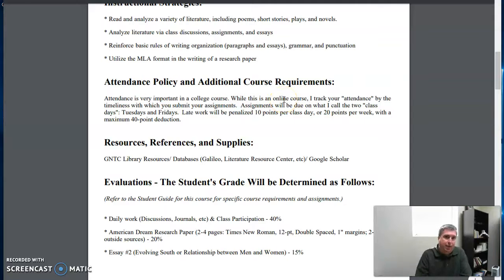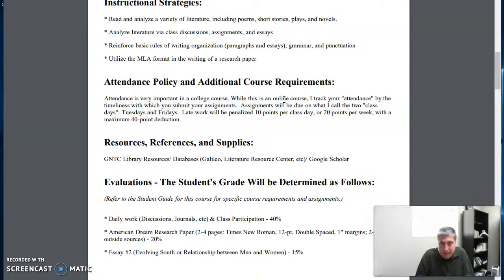Basically, of course, this is an online course, so you're not expected to attend per se, and we never have any set times where we all get together. But I do consider attendance to be turning things in on time on the two unofficial class days, which are Tuesdays and Fridays. Every Tuesday and Friday, for the most part, we will have things due. Sometimes other days, but for the most part, just Tuesdays and Fridays.